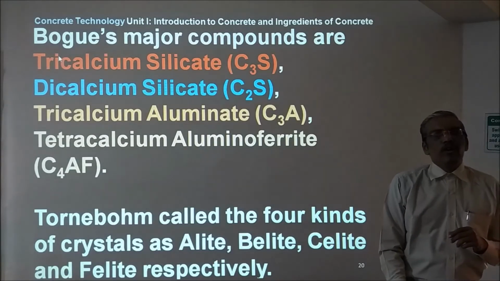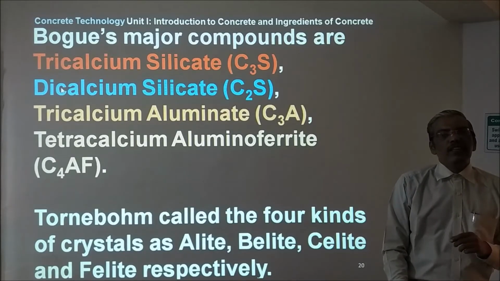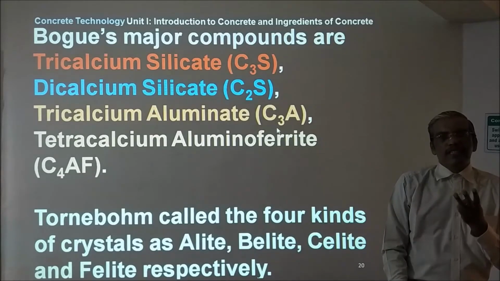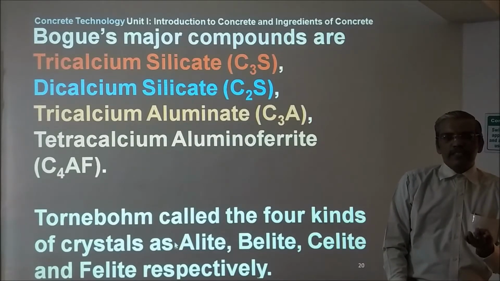Then the Bogue's major compounds are tricalcium silicate, that is C3S, dicalcium silicate, C2S, tricalcium aluminate, C3A, and tetracalcium aluminoferrite, that is C4AF. So these are the 4 major Bogue compounds. Similarly, Tornebohm also called the 4 kinds of crystals alite, belite, celite and felite respectively, corresponding to Bogue's major compounds.